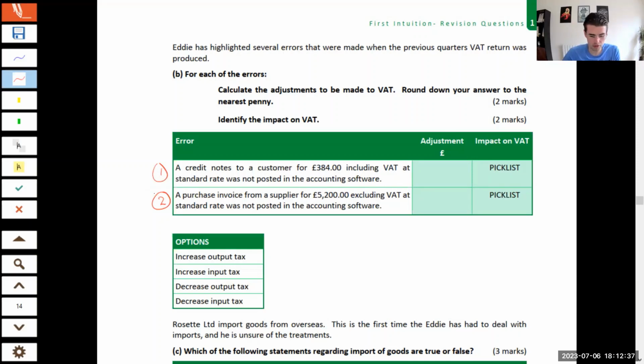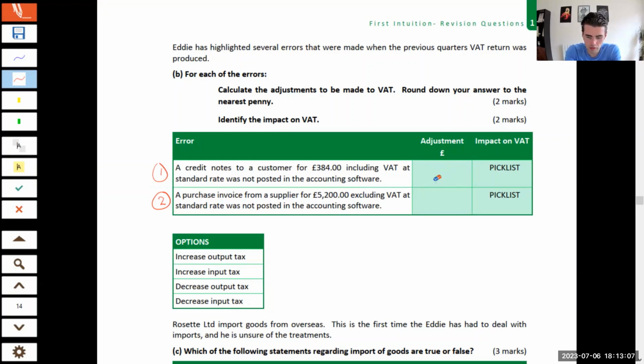And then I have a list of options here, and these relate to what the impact on VAT will be. Either it's going to be increased output tax, increased input tax, decreased output, decreased input. So basically for output and input tax respectively, am I going to increase or decrease? So let's start with number one. The easiest place to start is working out what the amount is. We can worry about the impact in a second. Let's just get the figures to add up first of all.